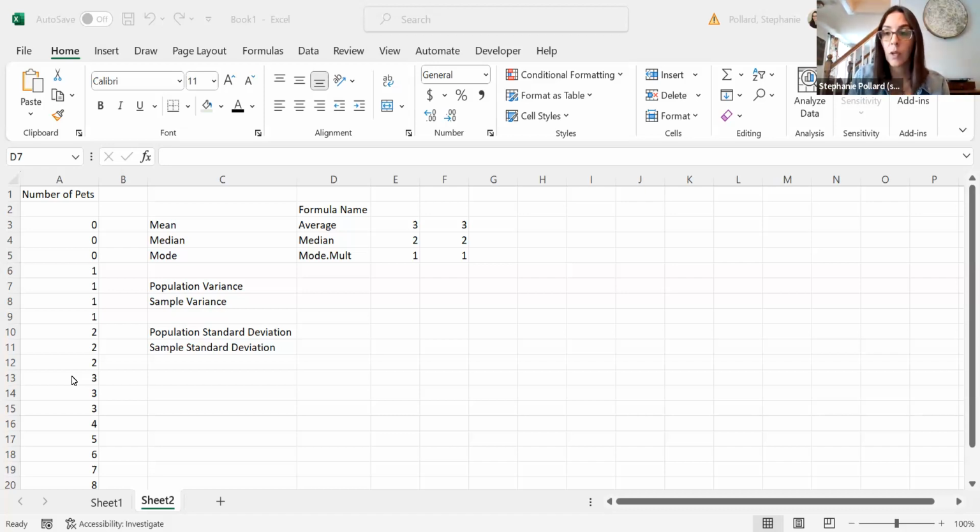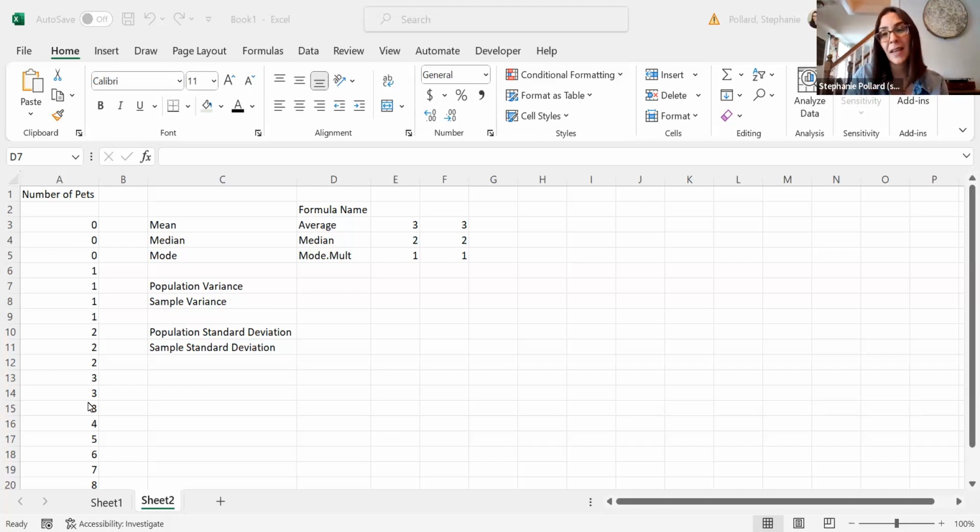Now, one thing I want you to notice is I have it noted as population variance or sample variance and population standard deviation or sample standard deviation. There are different formulas if you have population data or if you have sample data. So it's extremely important when you're running these formulas that you understand which kind of data you have. I'll show you how to do both of them in this video.